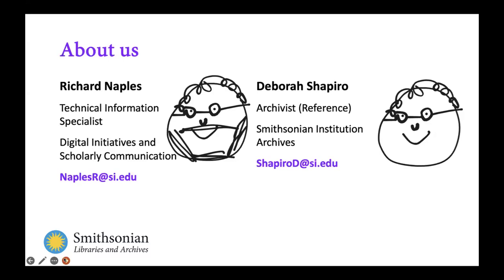And I'm Deborah Shapiro. I'm a reference archivist in the Smithsonian Institution Archives, which is the institutional repository for the Smithsonian. As part of that work, I started getting into metadata and description for the organizational structure of the Smithsonian, and the people associated with it, historical figures and current people. Both of us are now staff members of a unified Smithsonian Libraries and Archives. Once upon a time, about 3 years ago, we were a separate Smithsonian Libraries and a separate Smithsonian Institution Archives.